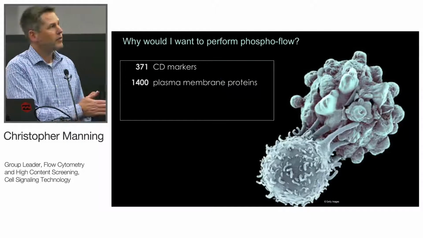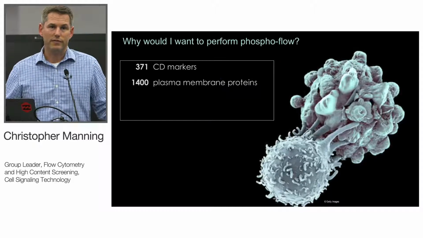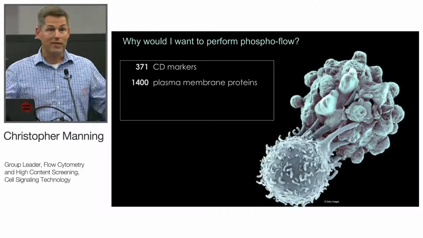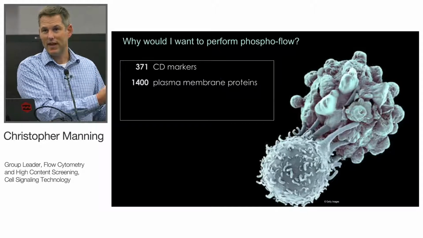So when you think about what you're usually doing by flow, a lot of people do live cell flow, and you've got access to 370 CD markers and about 1,400 proteins on the plasma membrane surface that you could detect with antibodies in a live cell assay.